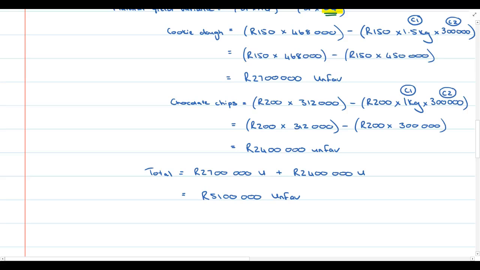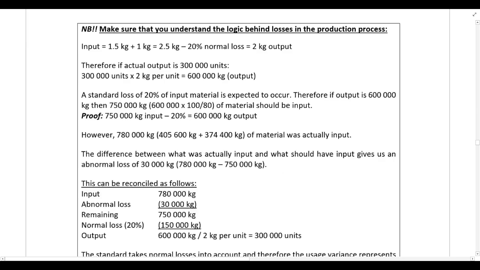All right, guys, so that then answers part B of the required. However, I just want to jump to one part of the suggested solution so that I can explain to you how losses in the production process work. So you'll see in the suggested solution, I have all of the calculations, and then just over here, make sure that you understand the logic behind losses in the production process. So I just want to quickly have a look at this with you now. Please note this does not form part of the suggested solution. You mustn't include this in your suggested solution. This is included just for your understanding.